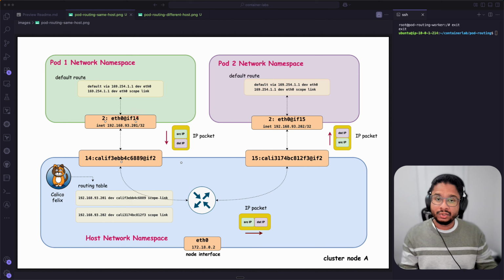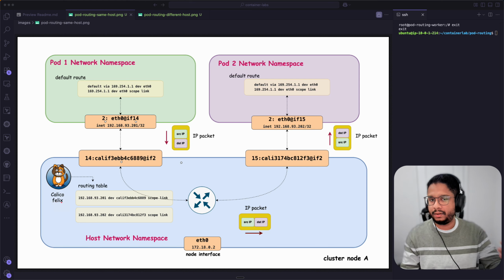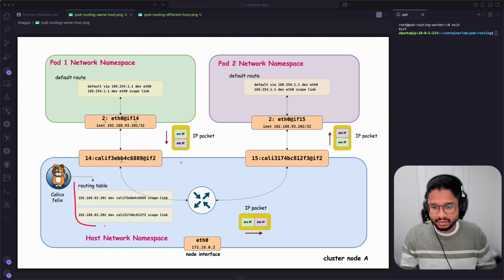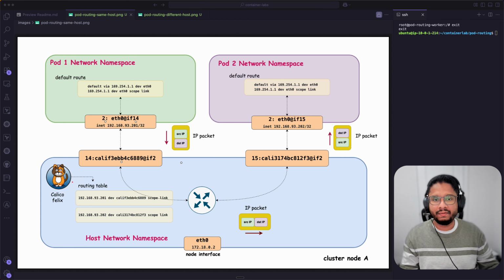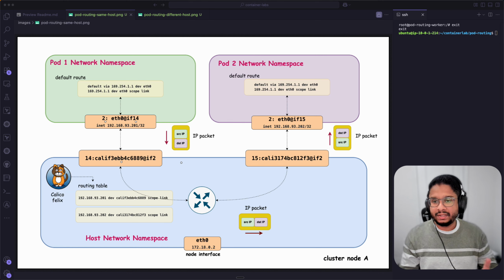Okay. So that's how pod-to-pod communication within the same node takes place. And it's Calico Felix, which is a component within Calico, that programs the routing table in such a manner as and when pods are provisioned or deployed to this particular node. Okay. So that's a function of a CNI as well. All right, so that's the first scenario.